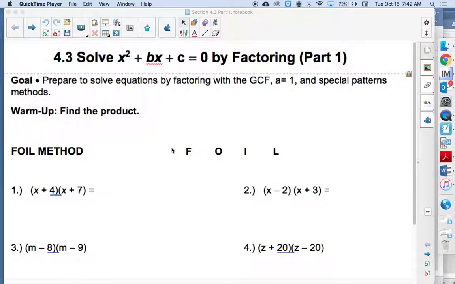We will graph, we will solve, we will apply, analyze, interpret. And we start with the quadratics and then kind of just build on that pattern. So if you open your packet, we're actually starting with section 4.3.